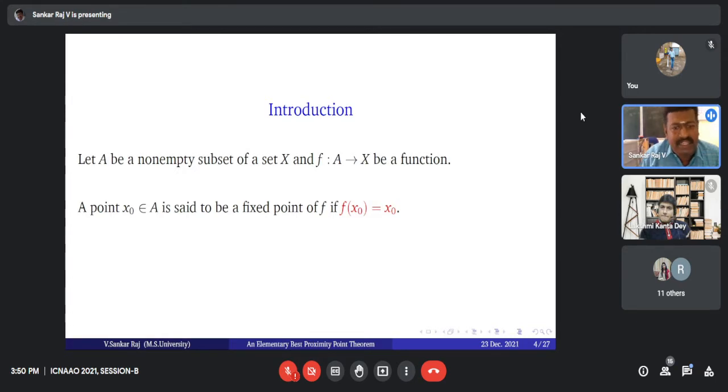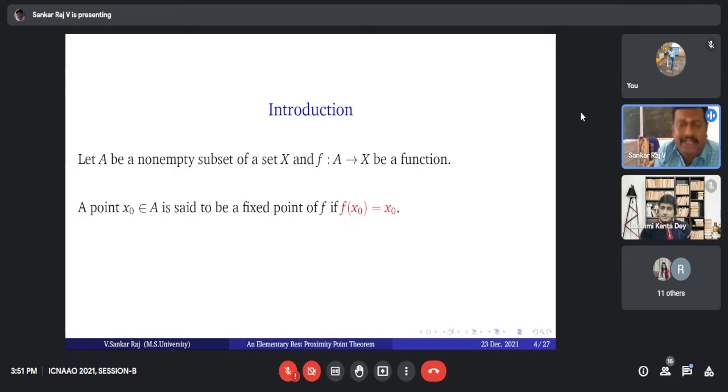Fixed point theorems are a tool which give necessary or sufficient conditions which we can assume on the function or on the space, so that they ensure at least one fixed point for the given map. That is the main motive of fixed point theory: under what assumptions on the space, the domain or codomain, or the function f, can we get fixed points.